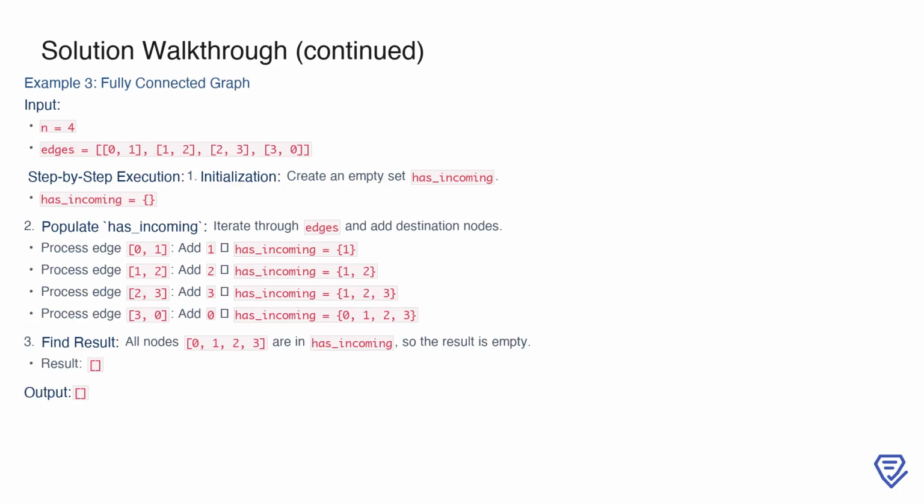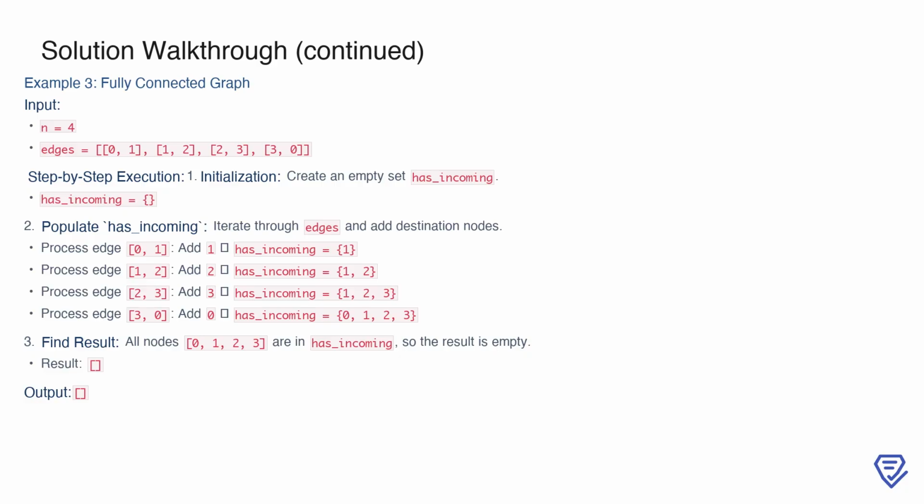Now, let's look at a fully connected graph where n equals 4, and the edges form a cycle: 0, 1; 1, 2; 2, 3; 3, 0. As usual, we initialize the has_incoming set to be empty. Iterating through the edges, we add the destination nodes to the set. After processing all edges, the set contains 0, 1, 2, 3, as every node has at least one incoming edge.